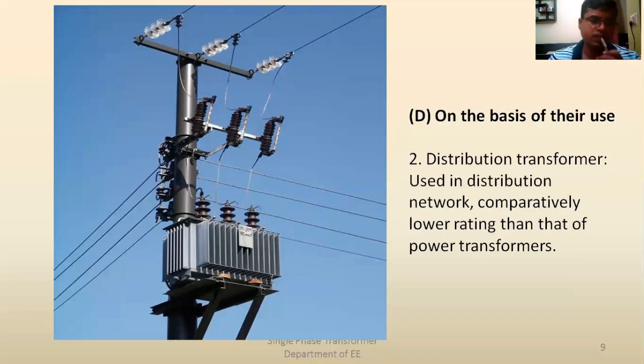While in distribution transformer, due to unknown distribution load, it is designed in such a way that maximum efficiency occurs at half of the rated load. Okay, meaning that it is designed in such a way that iron loss becomes equal to the copper loss on the half load. So this is the difference. Fine, that means in distribution transformer you will find the core loss is less in comparison to the power transformer.